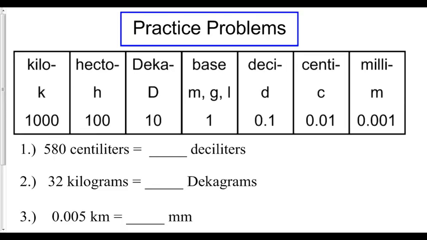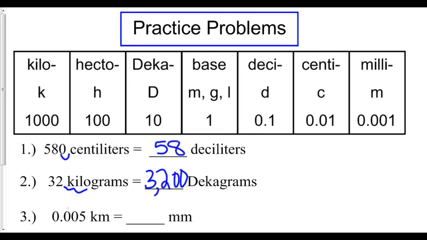All right, here are some practice problems for you to do on your own. Please convert these and then I will explain them. All right, first we have 580 centiliters. I want to change it to deciliters. From centi to deci, I'm moving 1 time to the left. So I'm going to take this decimal point and move it 1 time to the left. I should have 58. I'm going from kilograms to decagrams. So kilograms here to deca, moving 2 times to the right. So I want to take this decimal point here and move it 2 times to the right. 3,200 decagrams in 32 kilograms.